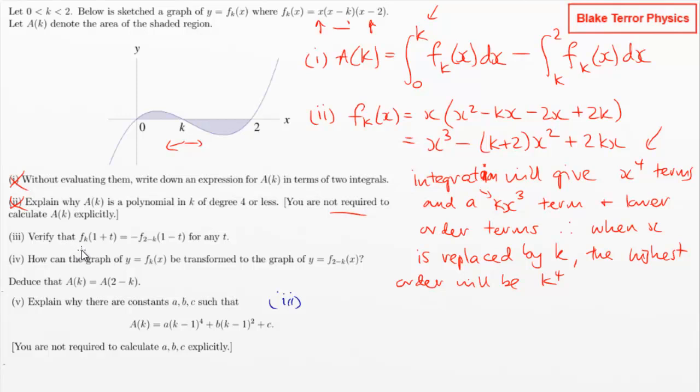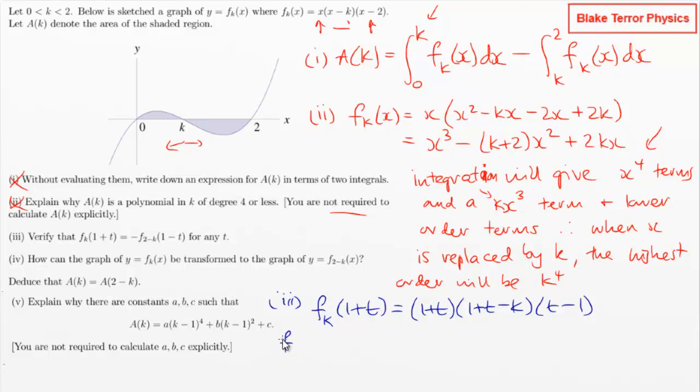Verify that f subscript k of 1 plus t is minus f subscript 2 minus k of 1 minus t. Right, this is just going to be plugging in then, isn't it? Which also isn't going to be exactly riveting stuff, but f subscript k of 1 plus t. So that is going to be equal to, we've got a 1 plus t, then we've got a 1 plus t minus k, and then we've got a 1 plus t minus 2, so a t minus 1. So that's that one.